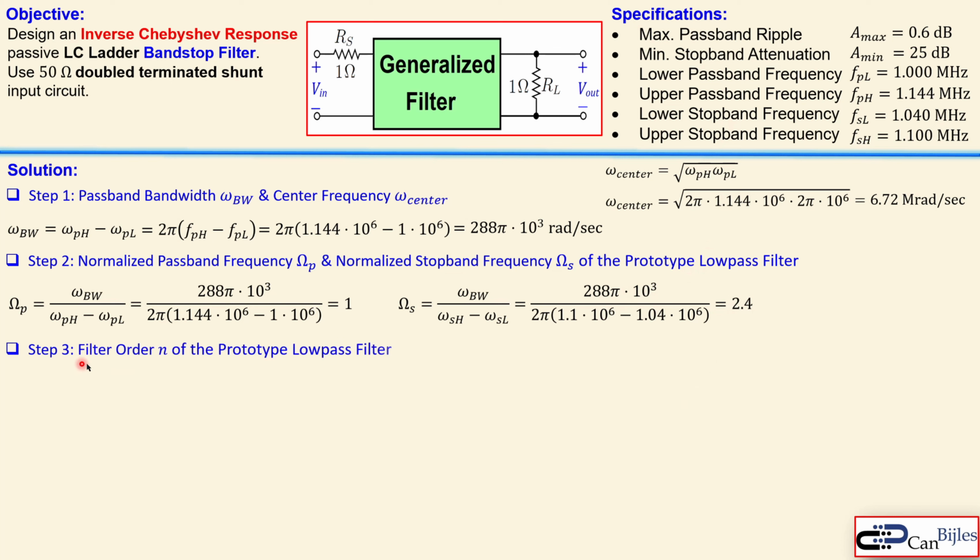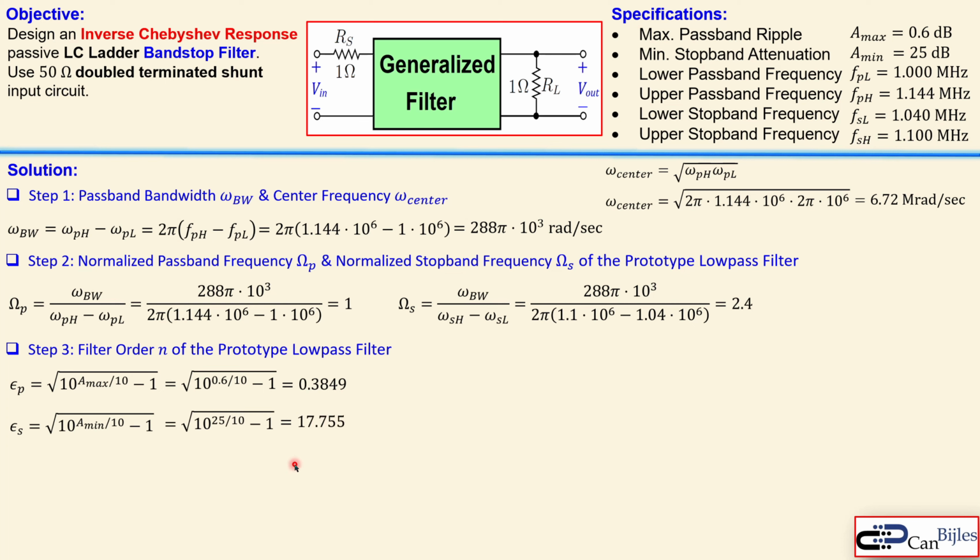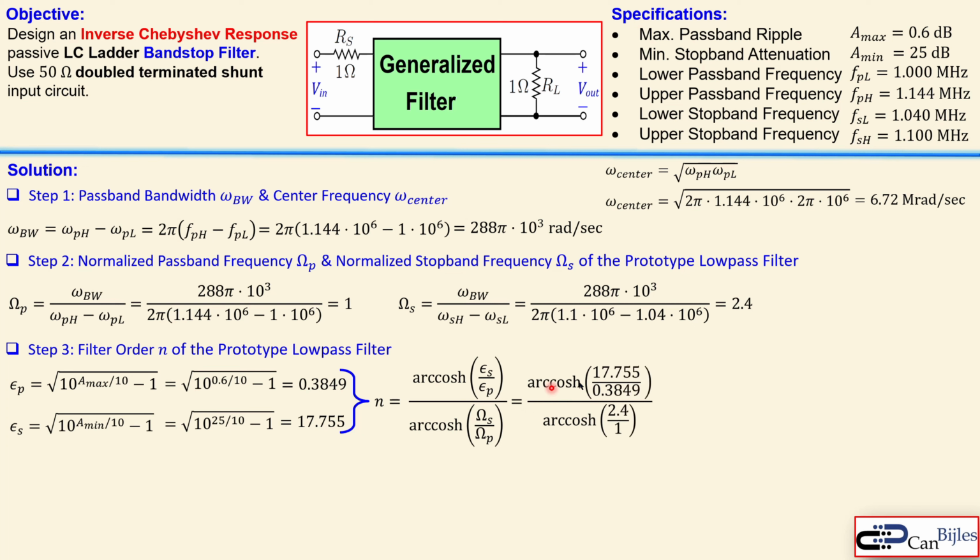Now step 3 is the filter order of the prototype low pass filter, which will be also our bandstop filter order. That is first the epsilon p, which is related to Amax, and Amax is 0.6, so we just calculate that, you get now 0.3849. Epsilon s is related to Amin, and that is in this case 25, and you get now this value. Taking this together again in the formula we have also used for the inverse Chebyshev response, also for the Chebyshev response, you get now the values here, you see that, and then you get now 2.9725. And we need to have an integer value. That means we need to take a third order filter.